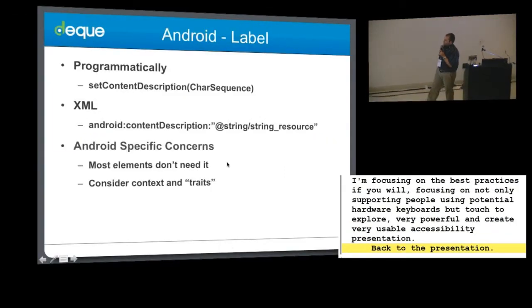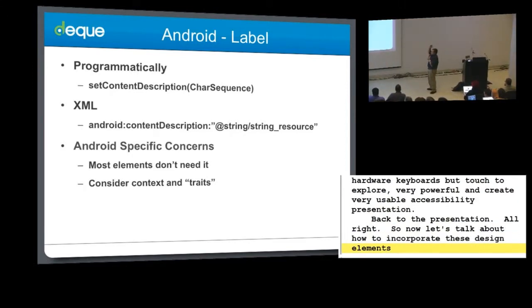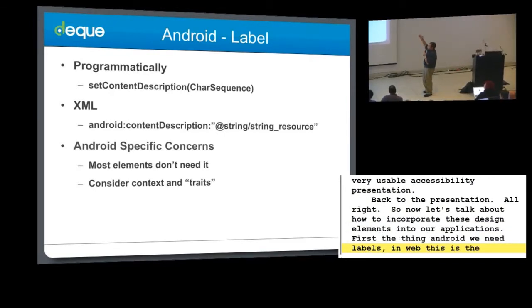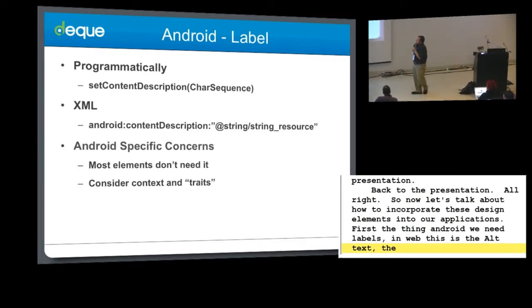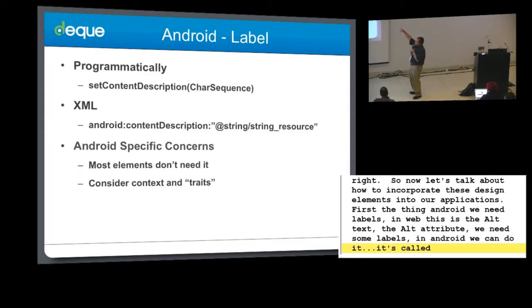All right, so now let's talk about how to incorporate these design elements into our applications. First, on Android, we need labels. In web, this is the alt text, the alt attribute. We need some labels. In Android, we can associate this programmatically by doing set content description. It's called the content description. We can also do it in XML.